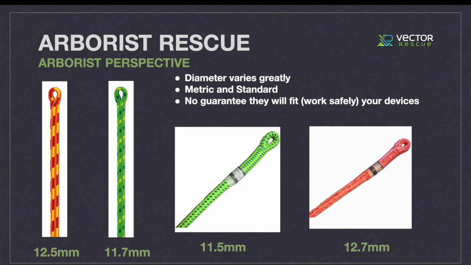Best case scenario, the rope is bigger than intended for our device, and we have a ton of extra friction. Worst case scenario, though, we're putting an 11.5 mil rope into a 12 mil or 12.5 mil clutch, and we have way less friction than we anticipate. So just keep that in mind. Certainly emergencies do happen, and we have to make calculated decisions with a risk-benefit analysis. But as a default, I would use your own ropes in your own devices.